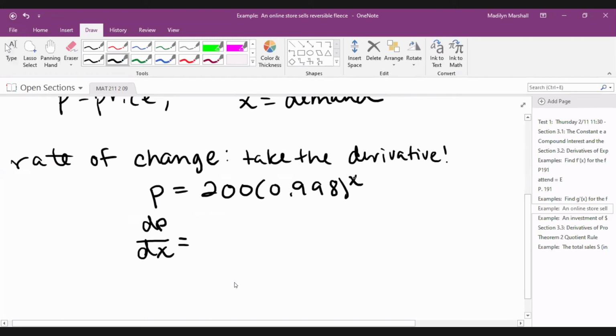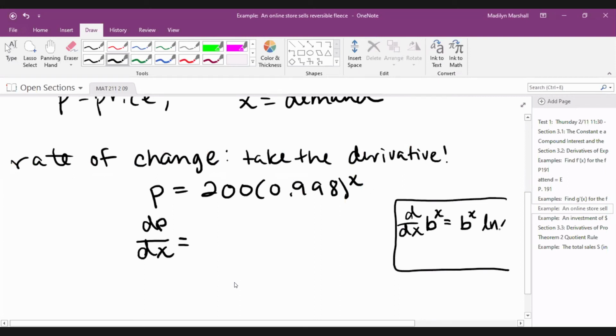When we're doing a derivative, we should notice that x is up in the exponent, which means we're going to need to use one of our exponential rules, which I will just write over here again so it's handy. So our general exponential is that if we're doing the derivative of b to the x, our derivative is still b to the x, but then we have to multiply by natural log of b, sorry. Ooh, natural log of b.